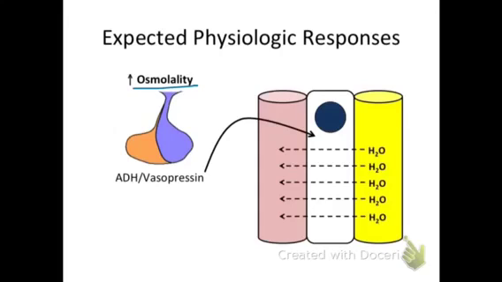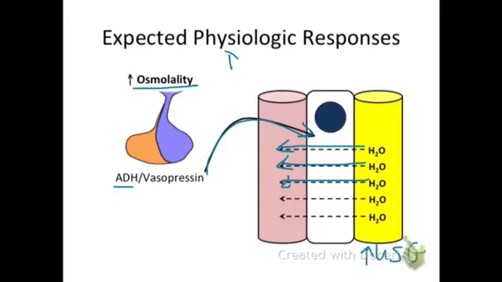Hyperosmolality causes release of ADH from the pituitary, which acts on the kidney to resorb water from the ultrafiltrate and therefore concentrate the urine. So, an appropriate response to hyperosmolality is concentrated urine. If this isn't present, then the reason for the abnormal response must be identified.